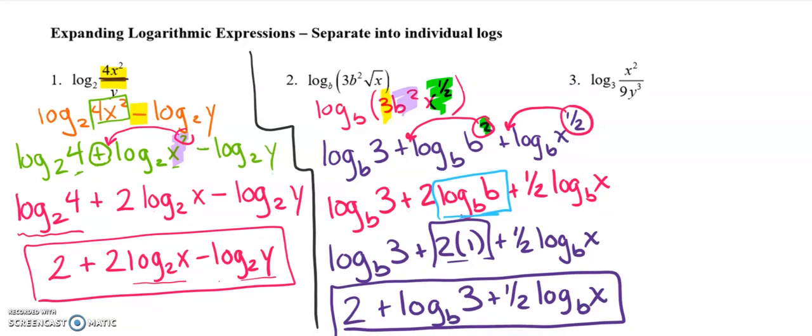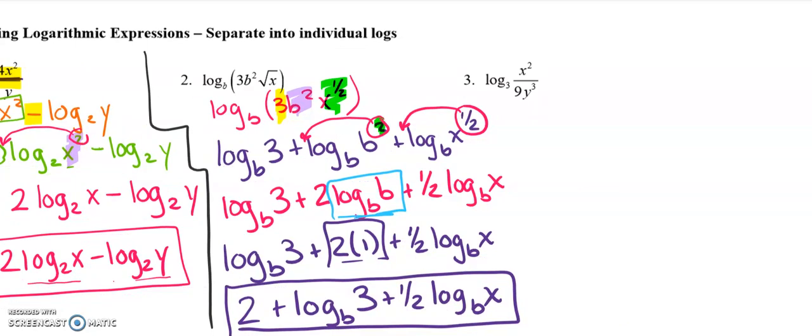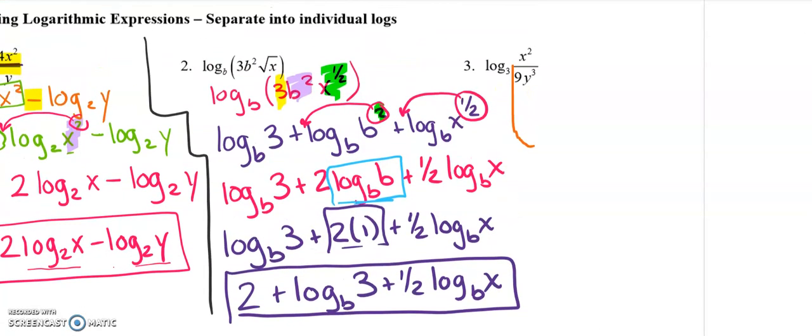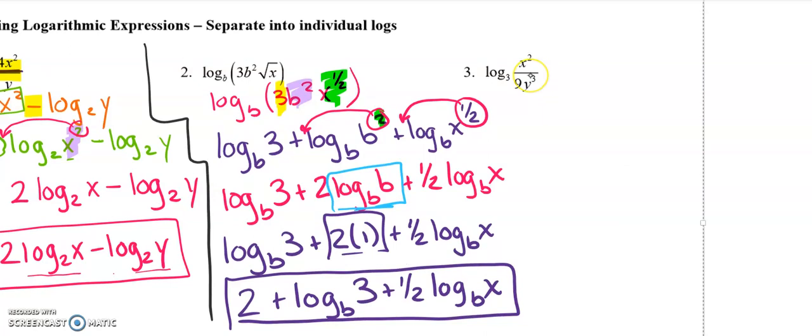Last but not least, number 3. Slide this over a little bit. We've got log base 3 of x squared over 9y cubed. First thing we're going to notice is that division. So I'm going to use that division. I'm going to split it up using subtraction. So log base 3 of the top minus log base 3 of the bottom.